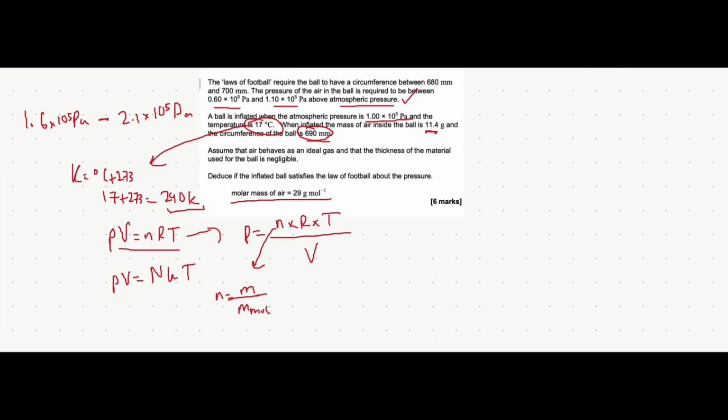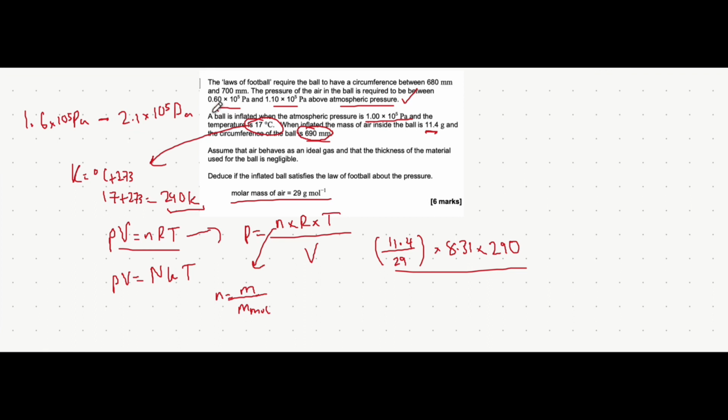So let's do that. We can replace n now with the mass of 11.4. By the way, we don't have to convert into kilograms because it'll cancel out with this grams, so we can leave them both in grams, over 29. That will give you the number of moles. You multiply onto that the molar gas constant, which is a value of 8.31. That is in your equation sheet, by the way, for all examples. The temperature is 290 Kelvin, and we divide all of that by the volume of the shape.